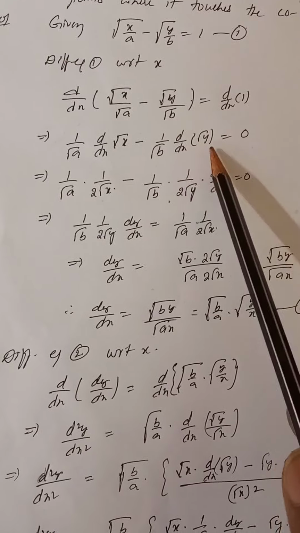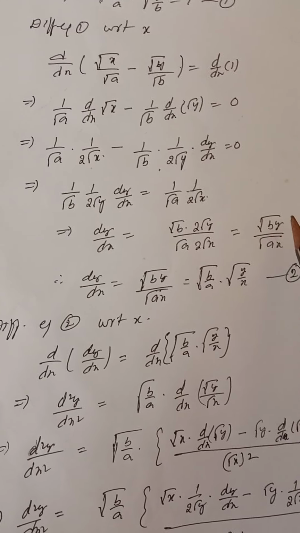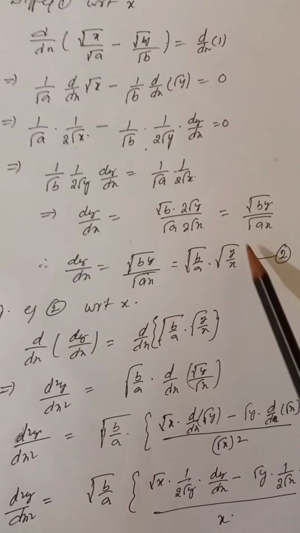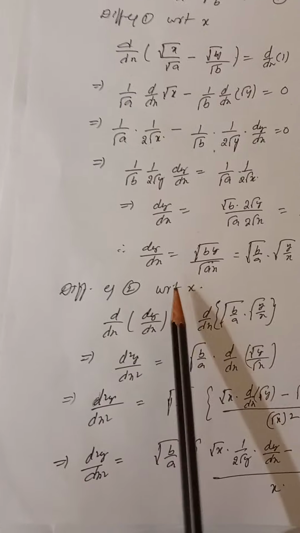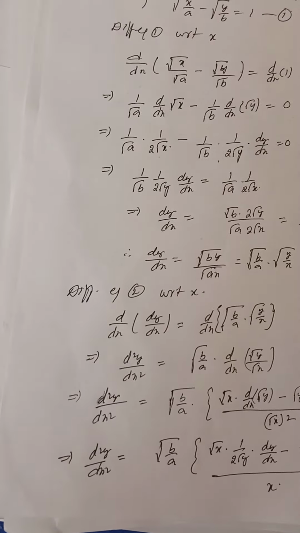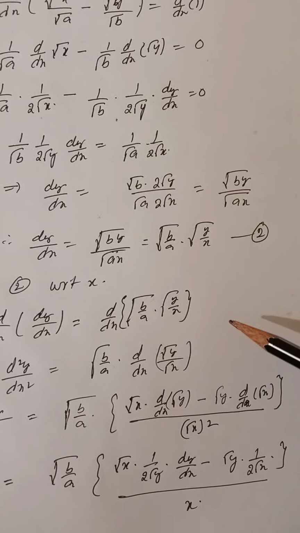Right. Now from here we are getting the dy by dx value as root of b by root of a into root of y by x. We can split the terms. Okay. Now next, again differentiating with respect to x, equation number 2, again we have to differentiate with respect to x to get d square y by dx square, right? Now see, again root of b by a we are taking outside the differentiation symbol, and we are applying the u by v method, v into u dash minus u into v dash by v square.